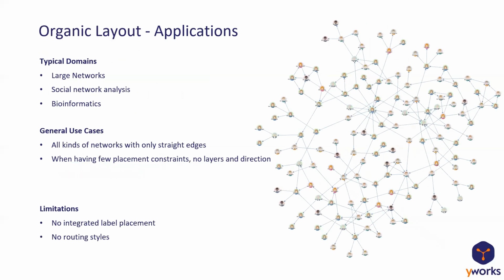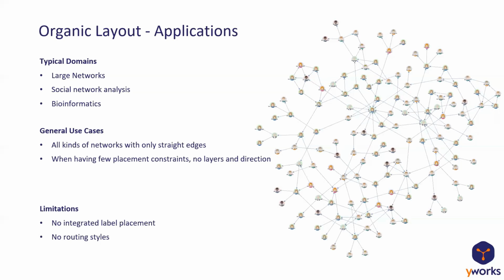So typical applications of the organic layout. I already said that it's suitable for large networks or large graphs in general. So often things like social networks are good use cases for it, or a lot of applications from bioinformatics are use cases that are suitable for the organic layout. On the right hand side of this slide, you see an example of a social network analysis graph.